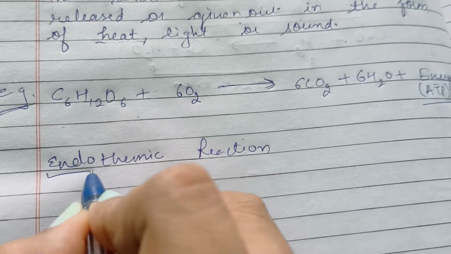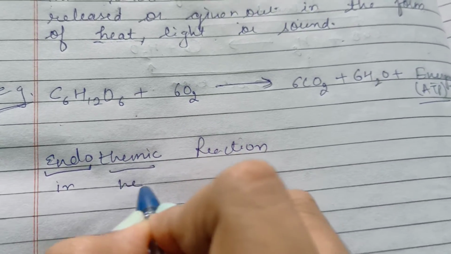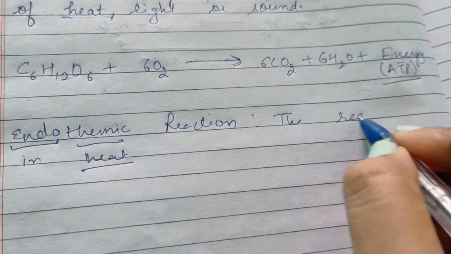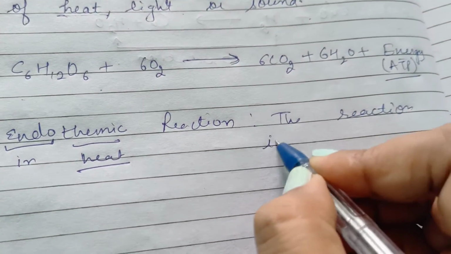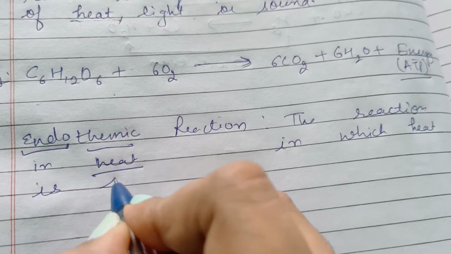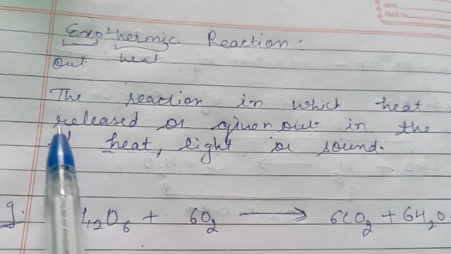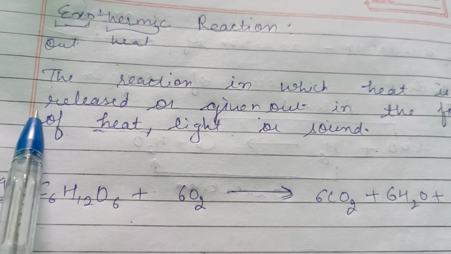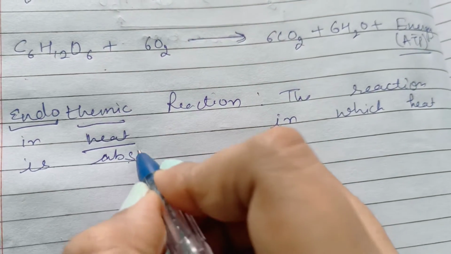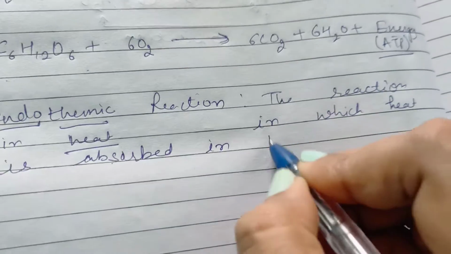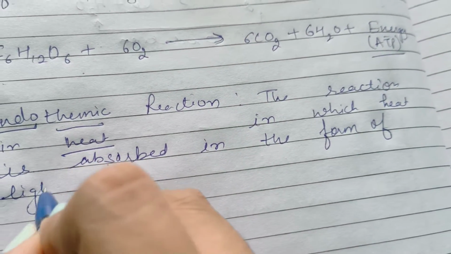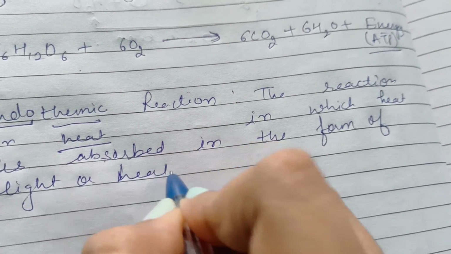Next one is endothermic reaction. What is endothermic reaction? Endo means in, thermic means, as I mentioned earlier, heat. So endothermic reaction is the reaction in which heat is absorbed. In the exothermic reaction the energy is released or given out, but in the endothermic reaction the energy is absorbed in the form of light or heat.